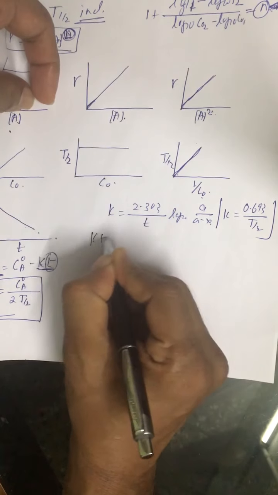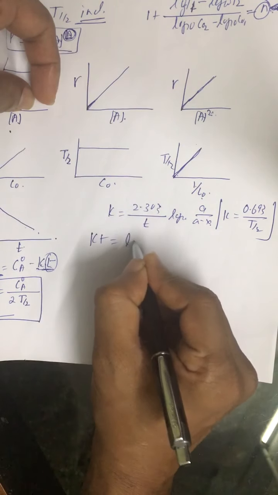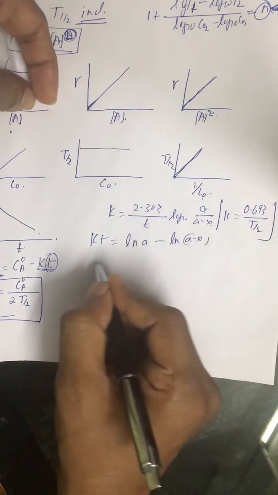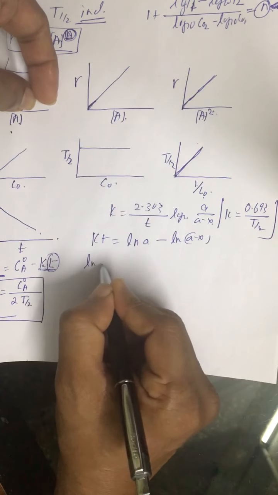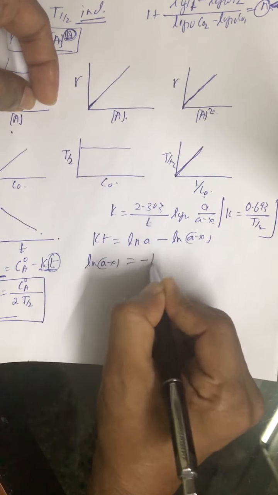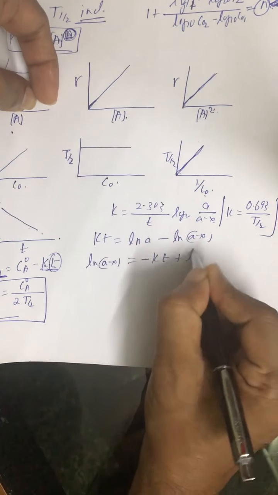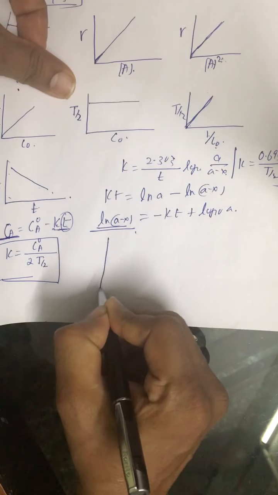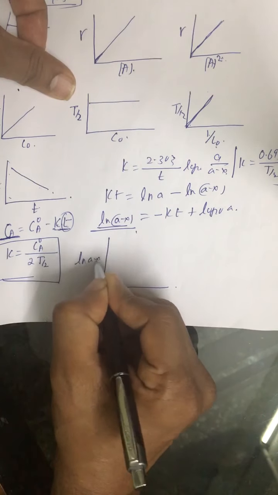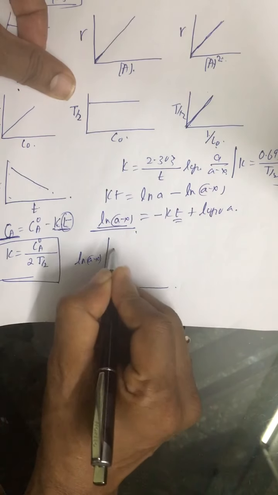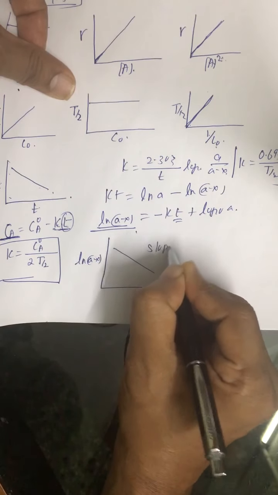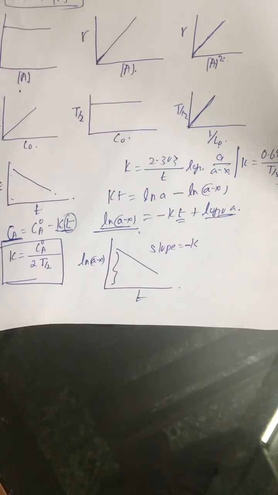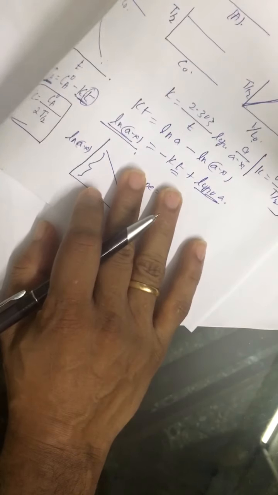Or you can say kt is equal to natural log of a minus log of a minus x. Or you can say log of a minus x is equal to minus kt plus log of a. Now if you draw a graph between log of a minus x versus t, you get a negative slope, and the slope is actually minus k. Alright, and this intercept is log of a. So these graphs you must remember.